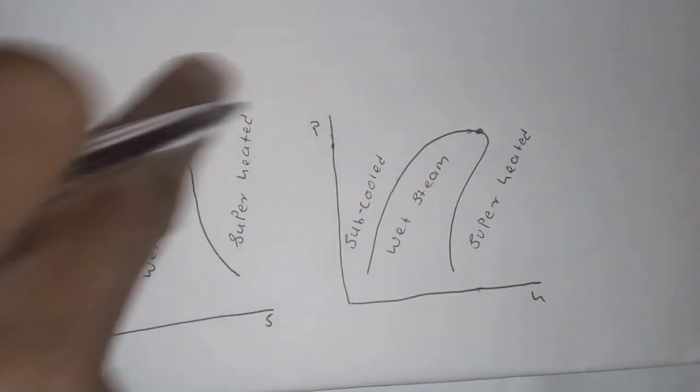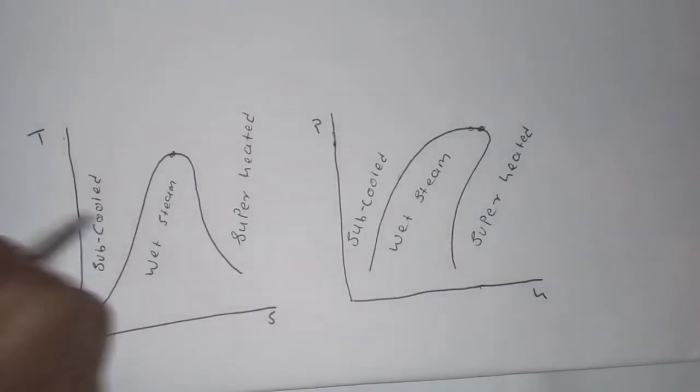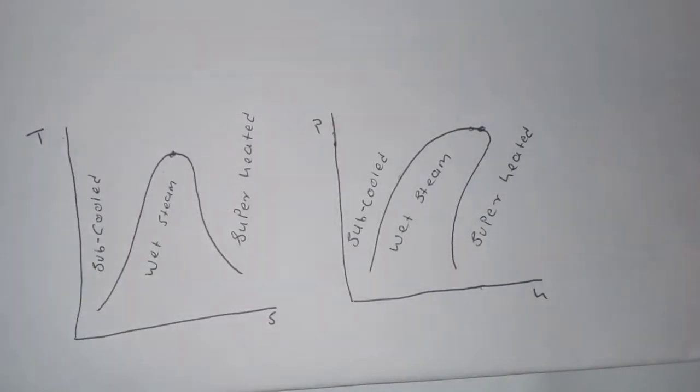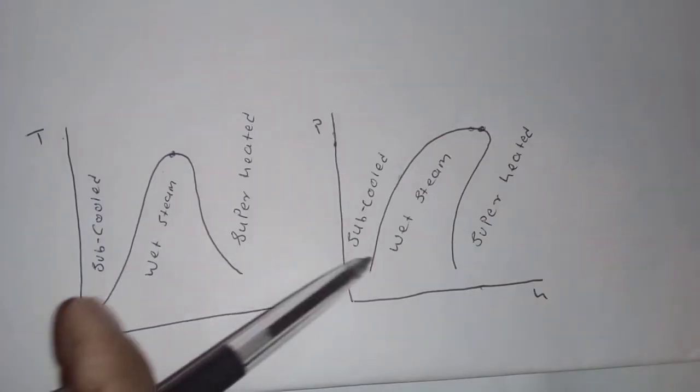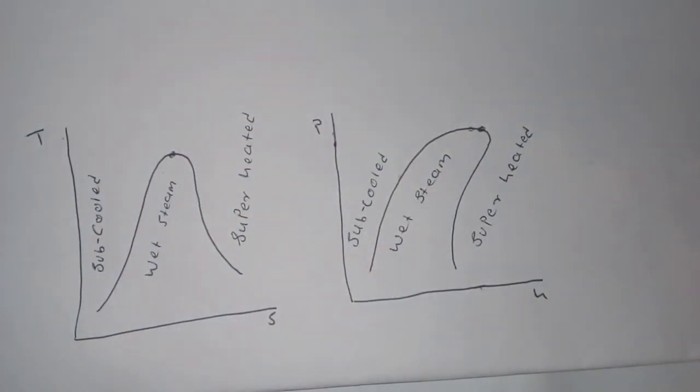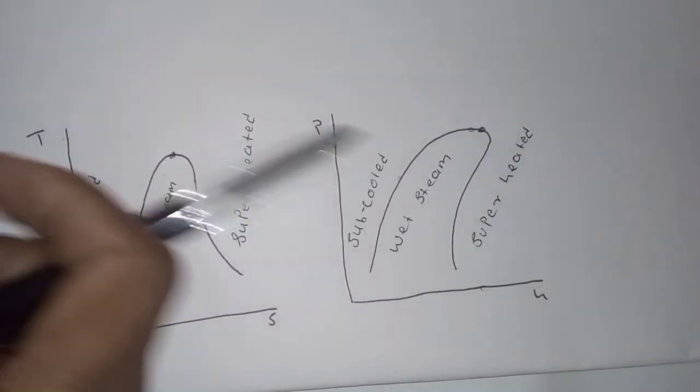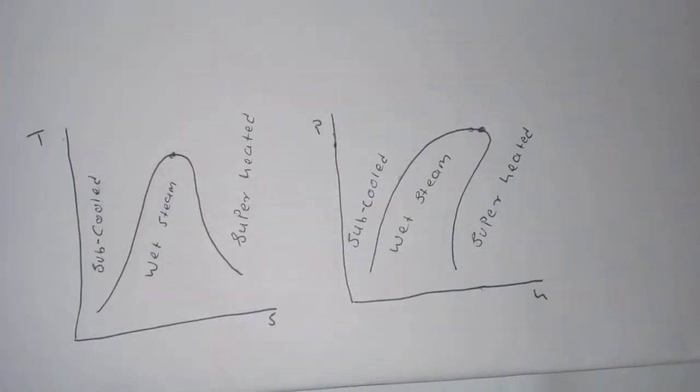This is the TS diagram. This is the pH diagram. Here it's subcooled, wet steam, superheated. This line represents the boiling point or saturation temperature, and this line represents the dry saturated. Same applies to this diagram. This is the TS diagram, which is temperature-entropy. This is the pH diagram, which is pressure-enthalpy. So these two diagrams are where we are going to represent the information that we are given from a question.